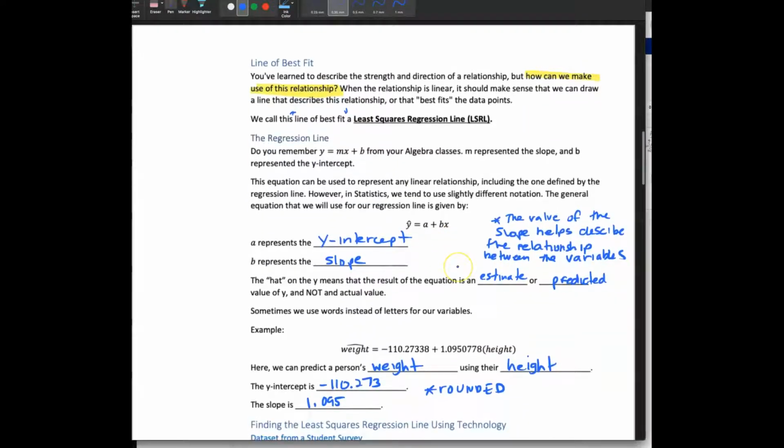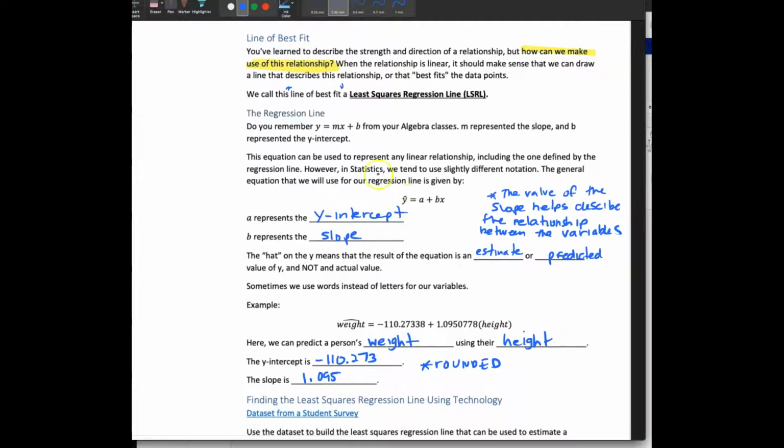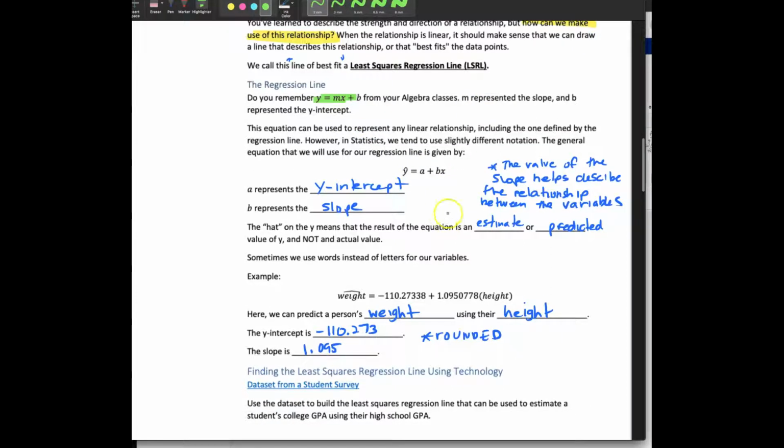But this comes from algebra. So this is the little bit of algebra you need to remember. It may be a few years since you remembered it, but you may remember this equation of y equals mx plus b. It's from an algebra class. M is the slope, b is the y-intercept. Well, those numbers mean something. The slope helps us describe the relationship between the numbers. The value of the slope does that for us. It helps us estimate or make a prediction about one of the variables.